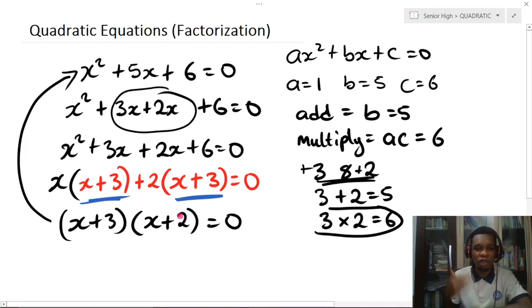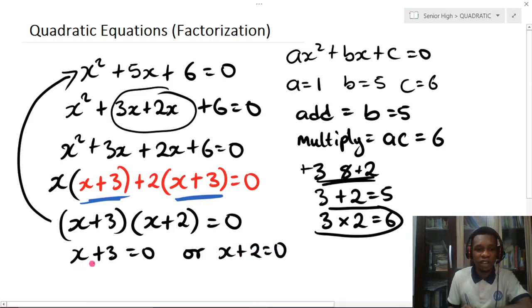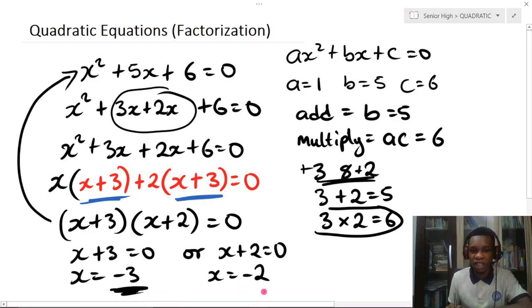Now we are almost done. The next part is to make each one equal to 0. So x plus 3 is equal to 0, or x plus 2 is equal to 0. And then we solve them separately. X will then be equal to what? Minus 3, and x is equal to what? Minus 2. That's when they cross over to the other side of the equality sign with a negative. Therefore, the two roots of the equation are minus 3 and minus 2. So that's what you solve.